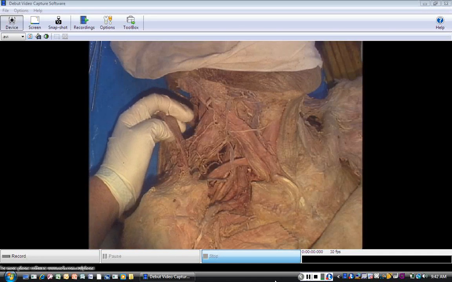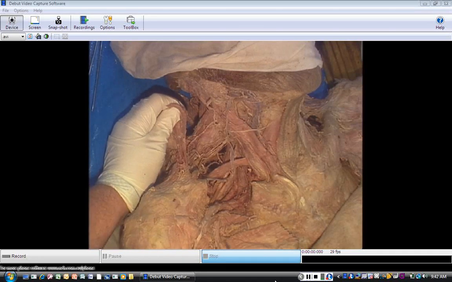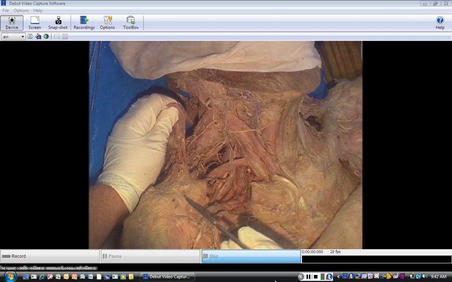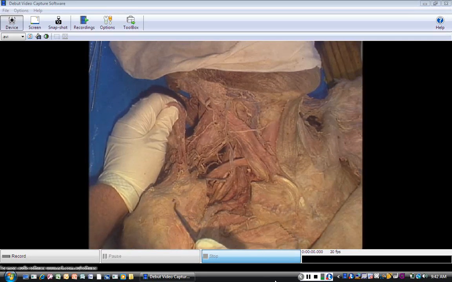Okay, this is a description of the dissection of the posterior triangle of the neck, or the lateral region of the neck. This dissection was done by students in the fall of 2009. This is table 9.